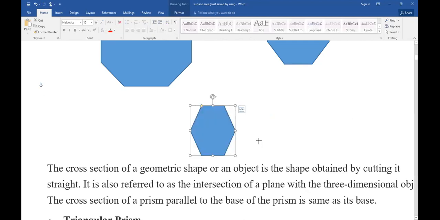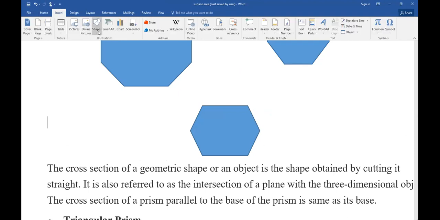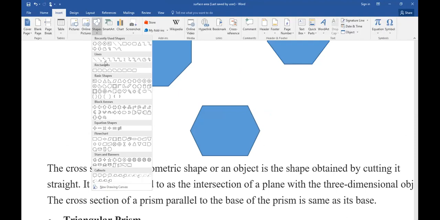Let me make it bigger. Yes. So I am going also to insert something here. So let me see if I can insert something else, like a line.